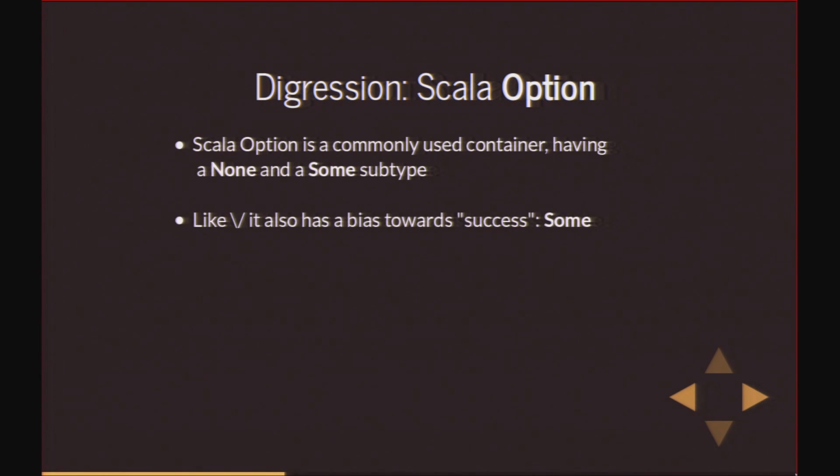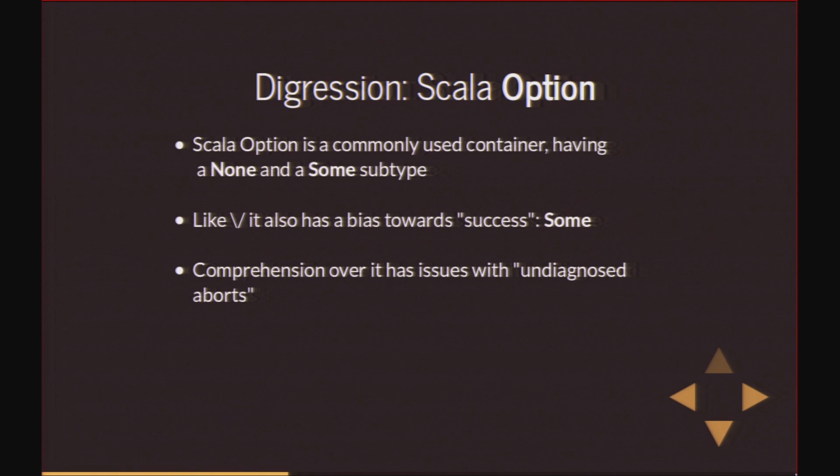Like disjunction, there's also a bias towards success with option. That bias is towards some. You can iterate over it, comprehend over it, etc. But the problem is you have what I think of as undiagnosed aborts. Things fail and you're not sure why they failed. You just get a none back out of the comprehension.